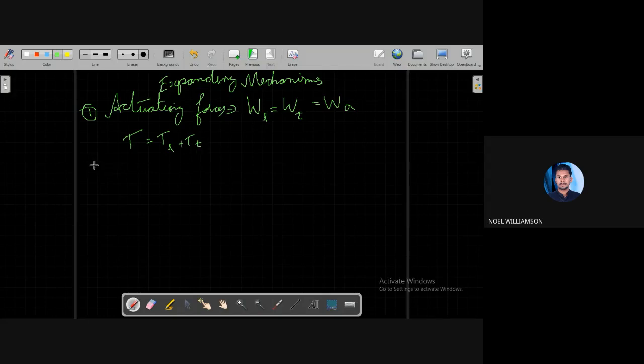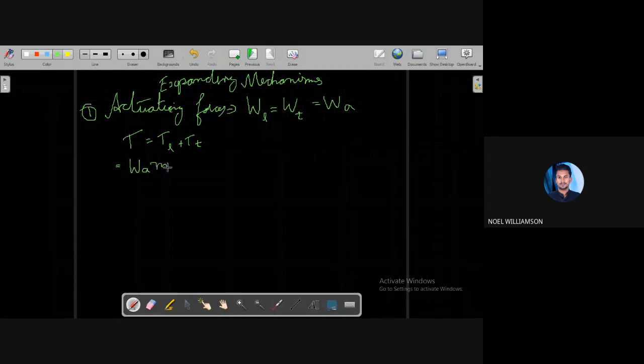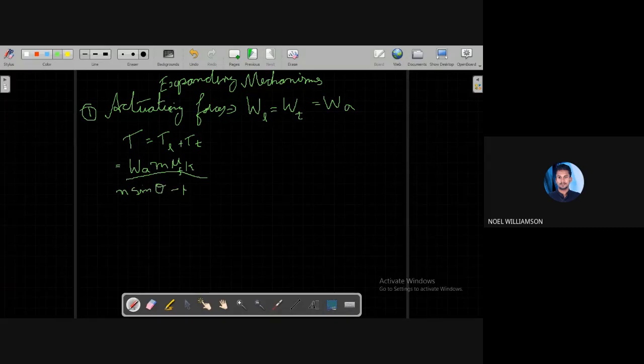From the previous equations, T_L = W_A · m · μ_f · k divided by (n sinθ − μ_f · k − n cosθ) for the leading shoe, and T_T = W_A · m · μ_f · k divided by (n sinθ + μ_f · k − n cosθ) for the trailing shoe.